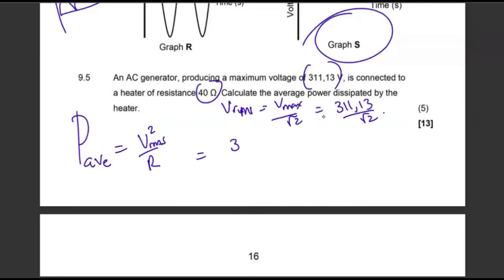Then we can do the substitution: 311,13 over root of 2, all squared, dividing it by the 40 ohms. Remember, resistance is always a constant. It never changes to maximum or RMS. It's just the current and the voltage. So when I punch this into the calculator, I'm getting 1210.